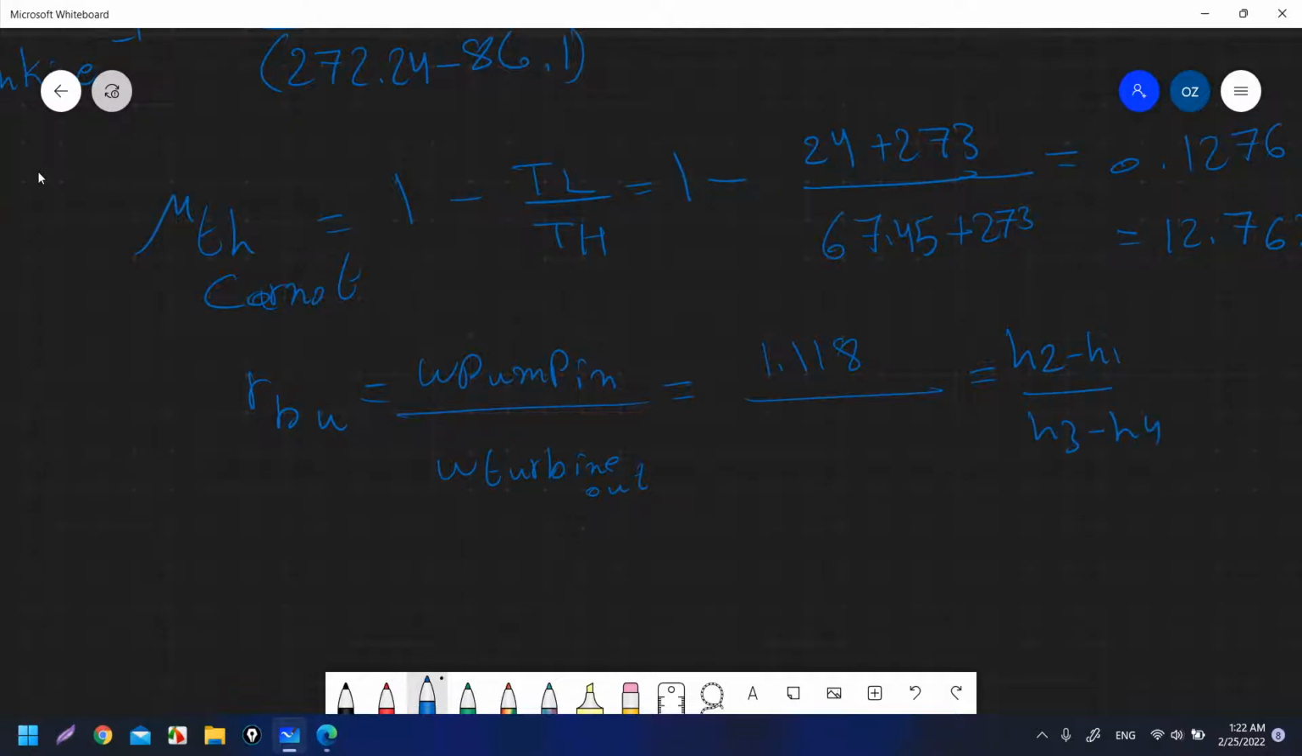H3 is 272.24 and H4 is 251.16, and this will give you that the back work ratio is 0.053, and that is good because that means that the work pump is so small. Because if the pump work has a small value, the backwork ratio will also have a small value. Okay, that was this question.